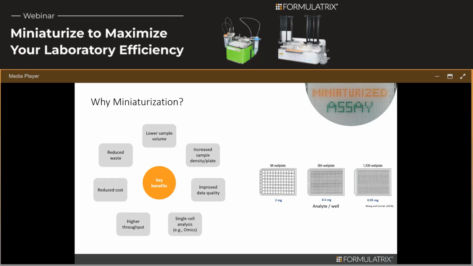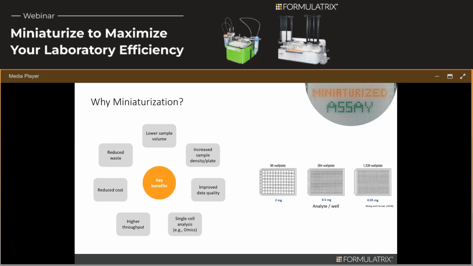There are certain advantages of miniaturization, such that we can perform the analysis with lower sample volumes, which enables the efficient utilization of precious and limited reagents. For example, if we look at the figure, we can see that the amount of the analyte being used for catalyst screening assay decreased as the protocol got miniaturized. As we went from 96 well plate to 1536 well plate, we also increased sample density per plate, which is another benefit of miniaturization. This will help us increase the number of replicates for an experiment, leading to improved data quality and reproducibility.